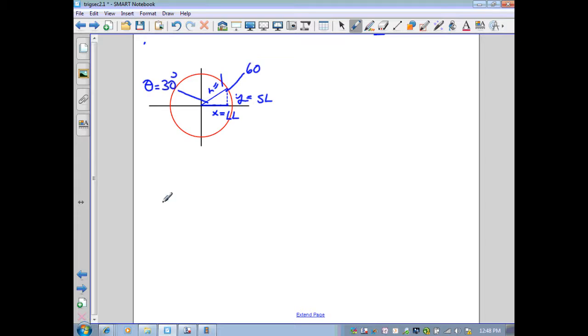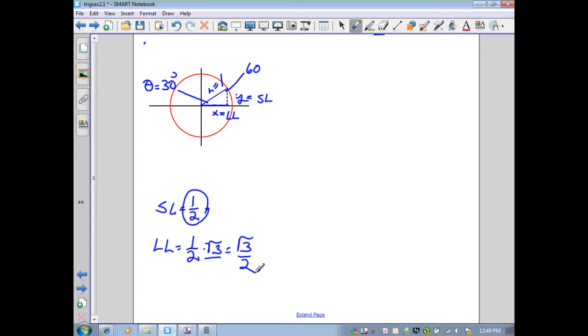Let's recall that the short leg in a 30, 60, 90 triangle is the hypotenuse divided by 2, which makes my short leg equal to 1/2. My long leg is then my short leg times the square root of 3, which makes my value for the long leg the square root of 3 over 2. Let's recall our trig functions.